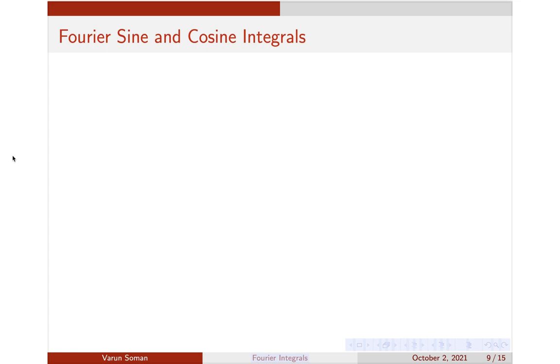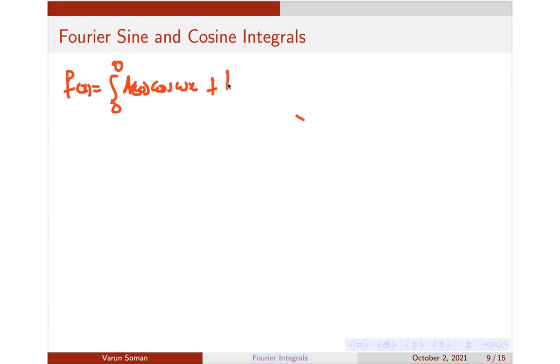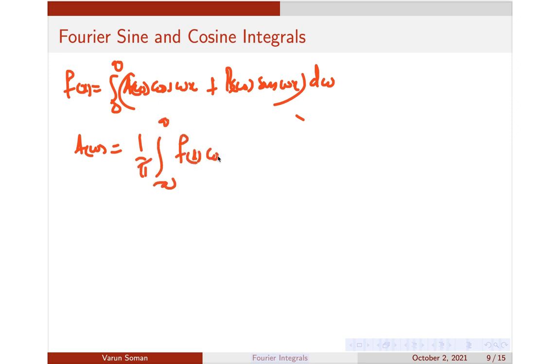So as I told you, your Fourier integral representation was, let me write once again, f of x is equal to integral 0 to infinity a omega cos omega x plus b omega sine omega x d omega, where your a omega was 1 by pi integral minus infinity to infinity f of x into cos omega x dx, and your b omega was 1 by pi into integral minus infinity to infinity f of x into sine omega x dx.